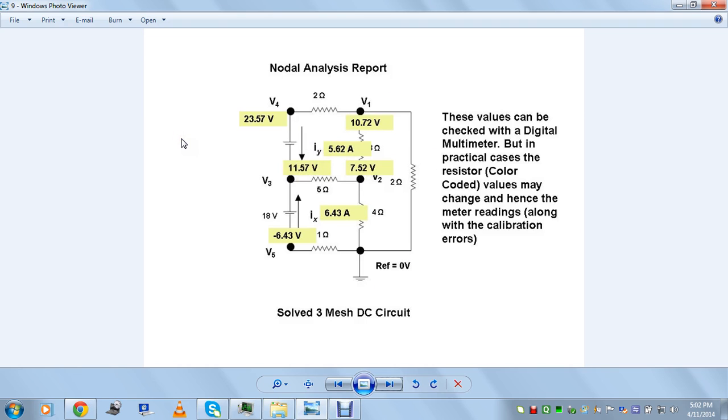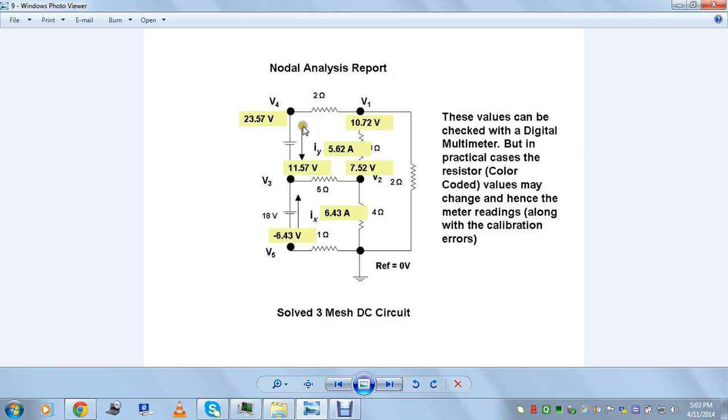You just enter the coefficients, and for the coefficients you have to rearrange a set of simultaneous equations. You have to have the same number of equations as the number of unknown variables. For instance, in this case our three mesh DC circuit had 7 unknown variables. So you have to have 7 simultaneous equations to solve them and arrive at these values.